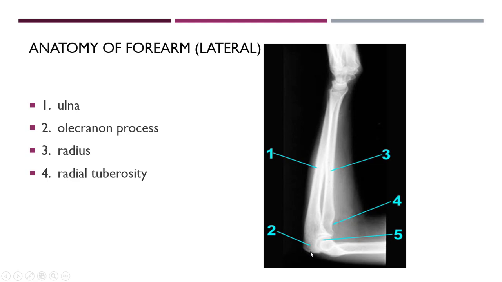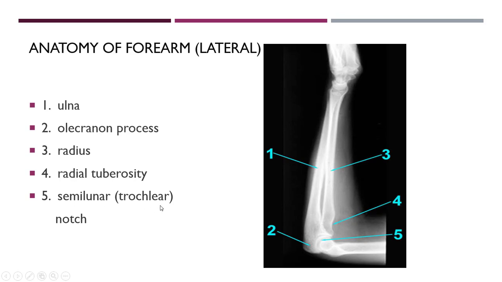When people hit that on the table, they'll often say you hit your funny bone. That's actually your olecranon process that you're talking about. Here's your radial tuberosity. And then in here would be your olecranon or your trochlear joint. So this is our fossa, and we're going to talk about that in just a little bit.